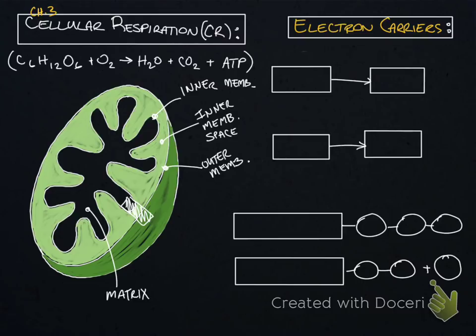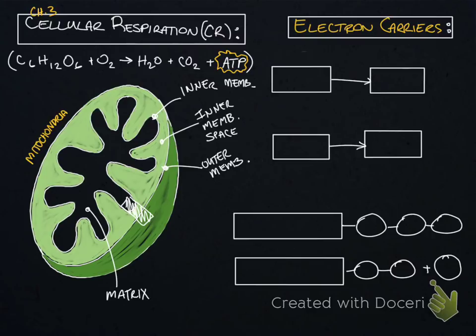So let's begin with this equation, C6H12O6. We know that is glucose. When we add in oxygen, we form water, CO2, and our energy molecule, ATP. So where does this really occur? Well, we need an organelle called the mitochondria, often referred to as the powerhouse of the cell.